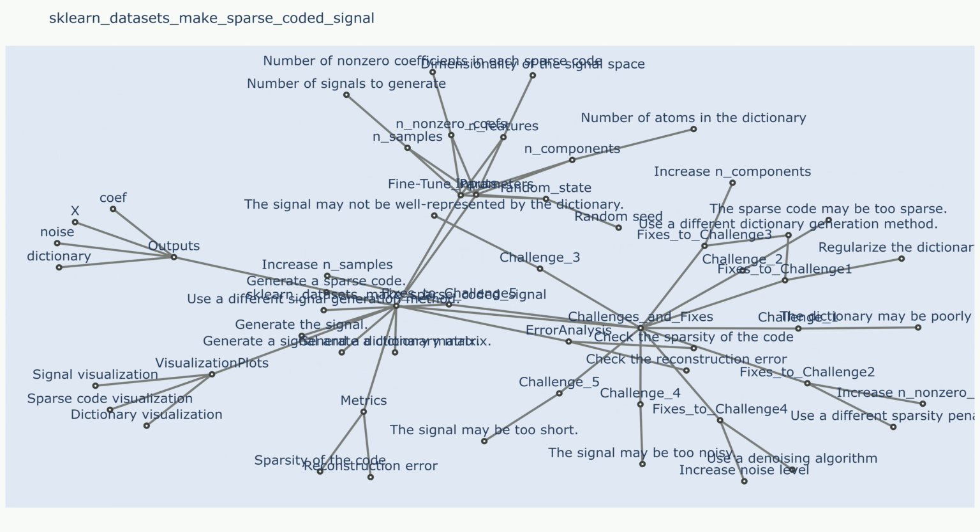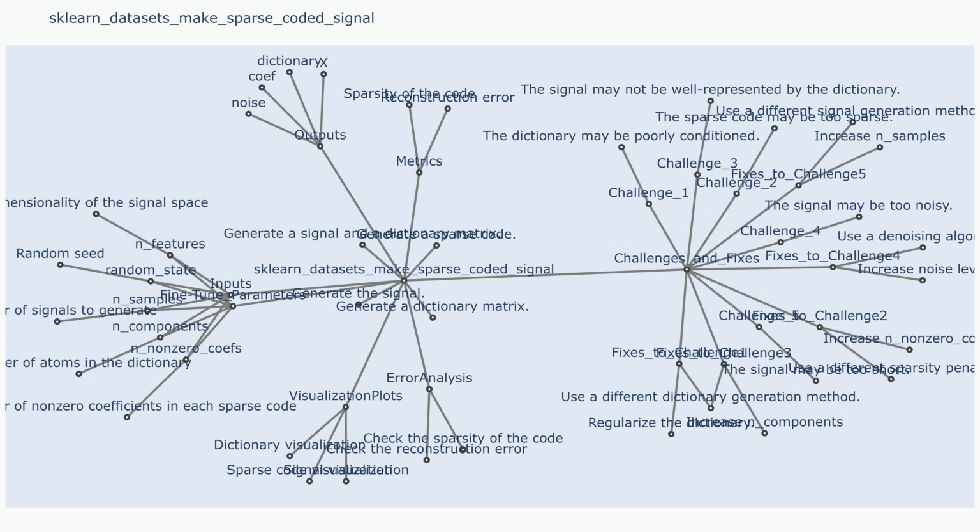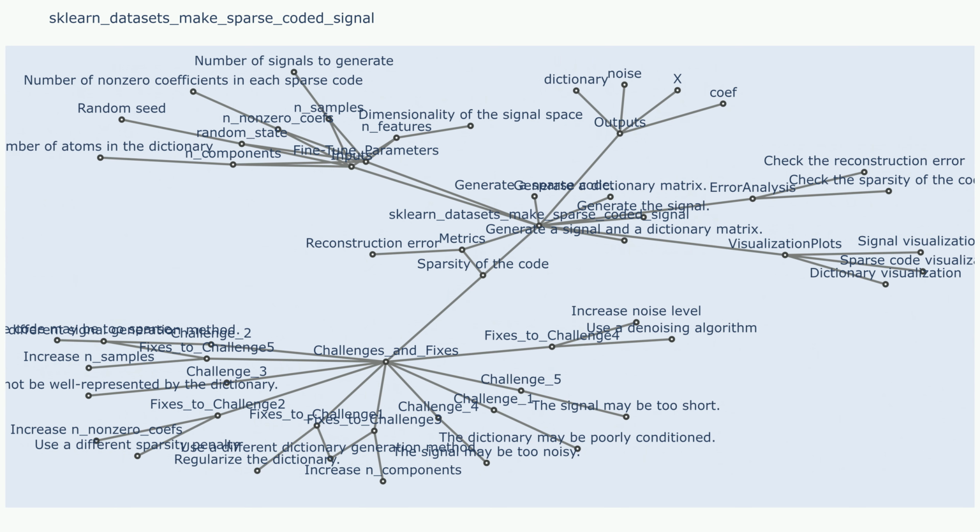Metrics: sparsity measures the fraction of non-zero elements in the sparse codes. Reconstruction error measures the difference between the original signals and the signals reconstructed using the dictionary and sparse codes. Visualization plots: scatter plot of the dictionary elements, heat map of the sparse codes, reconstruction error plot.